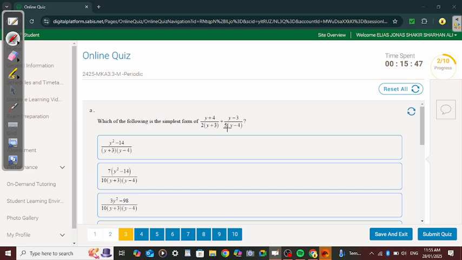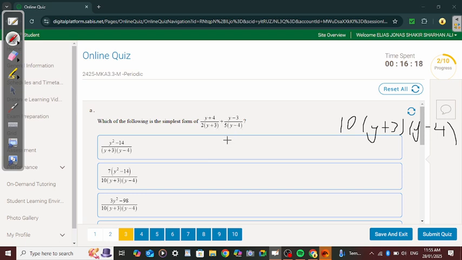2 multiplied by 5, that is going to be 10. And then y + 3, y − 4 stays the same. No need to expand it. Now let's find the numerators. 5y − 4 multiplied by y + 4.